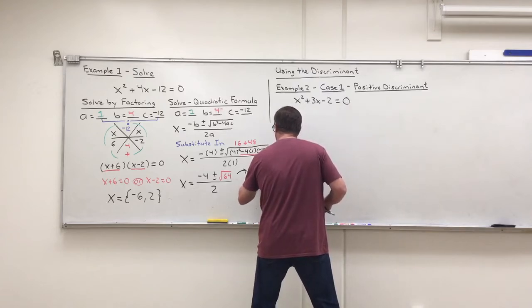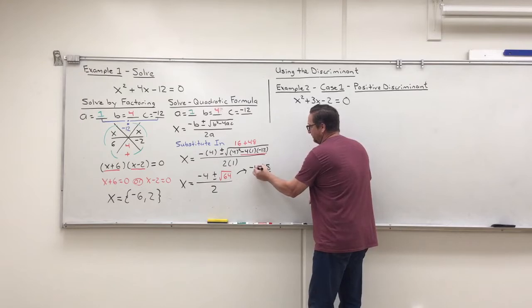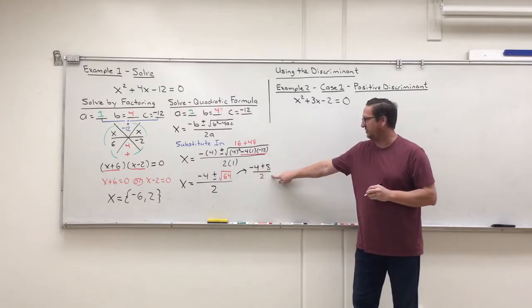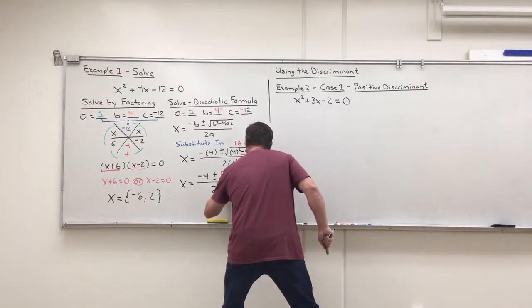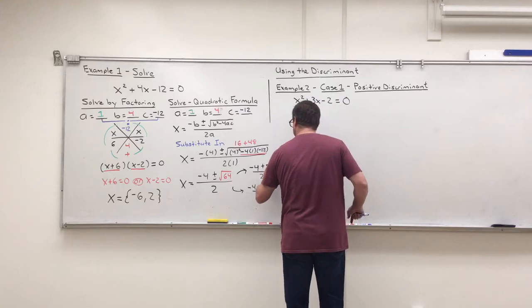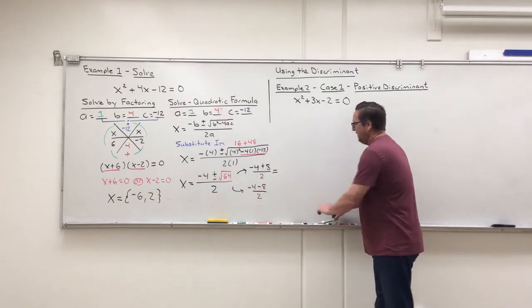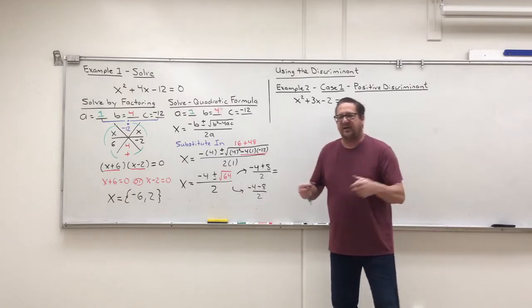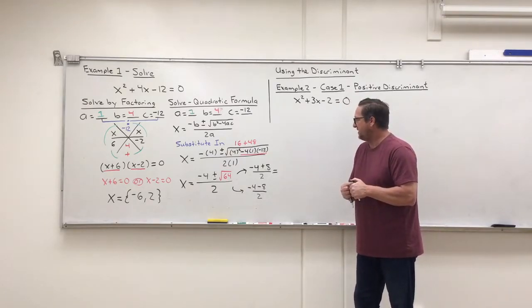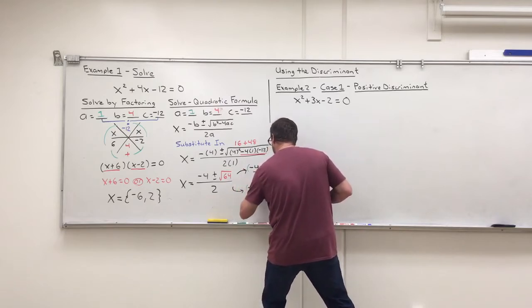So that would be negative 4 plus 8 over 2. Negative 4 minus 8 over 2. Now, whether you're doing this in your head or you're doing it with a calculator, the one thing you need to do is probably protect the top.